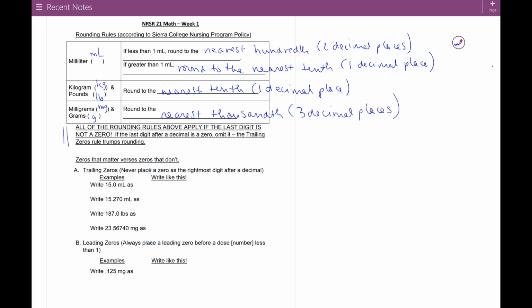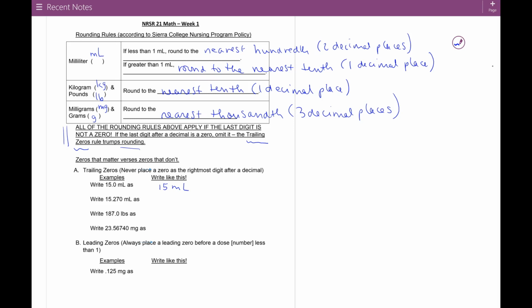Then hopefully I've clarified here that all of the rounding rules above apply if the last digit after the decimal is not a 0. If the last digit after decimal is a 0, we omit it. The trailing zeros rule trumps any rounding rules. So it's more important not to have a trailing 0 than to be rounded as specified. So if you have 15.0 milliliters, you write 15 with no decimal and no trailing 0 for clarity.